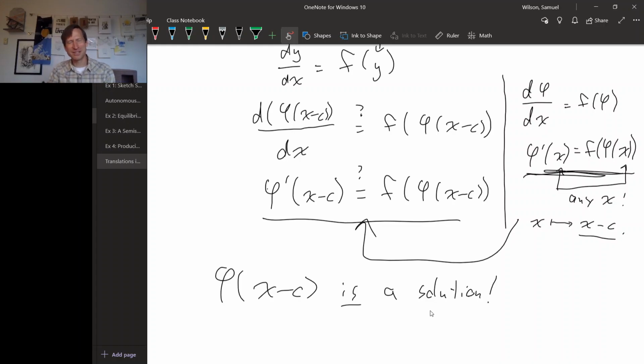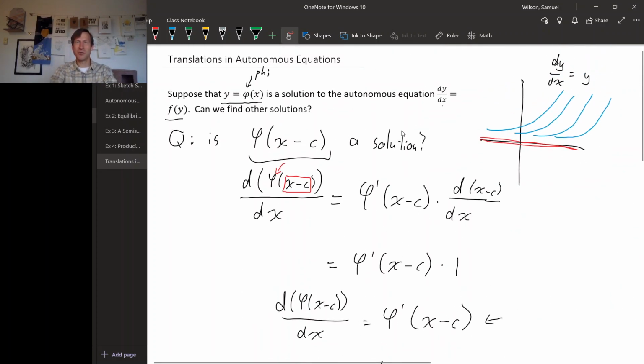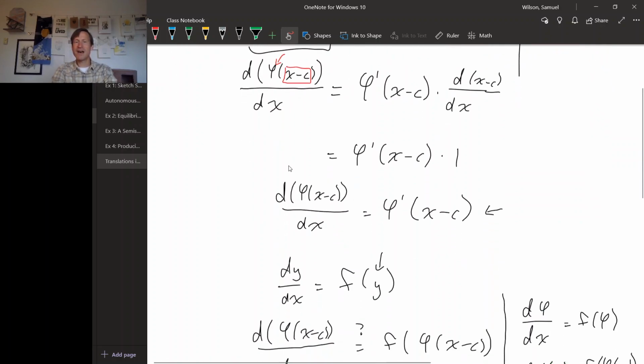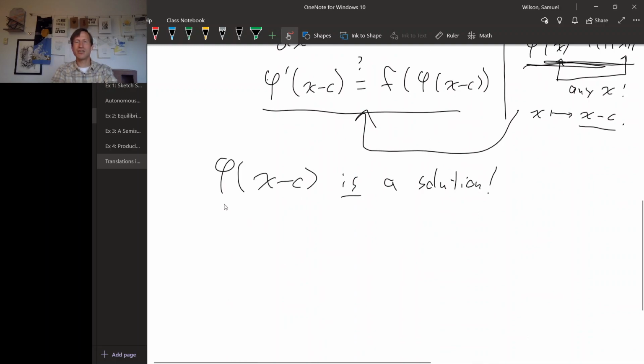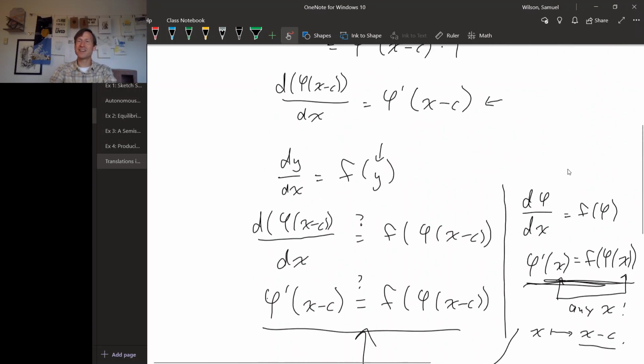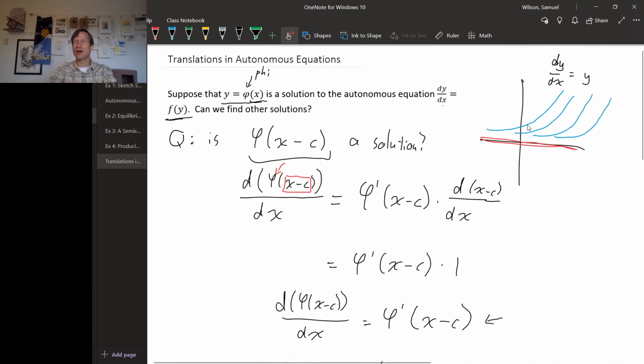Okay, so let's back up here. Remember, we started with an autonomous equation and one solution. And what we found is if you take your known solution and shift it horizontally any amount, you get another solution. So that really justifies this picture we had before where we sketched one solution, but other solutions seem to be just horizontal translations. That's actually not just approximately true, it is exactly true for every autonomous equation.